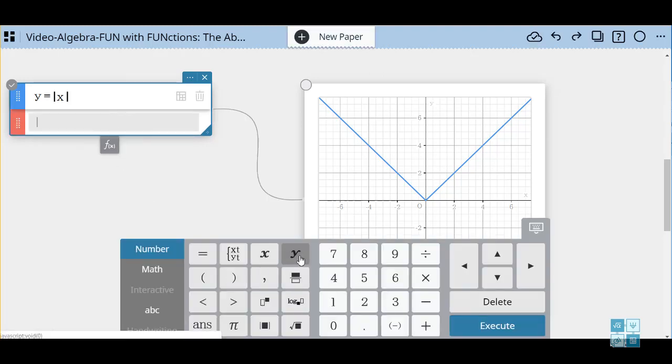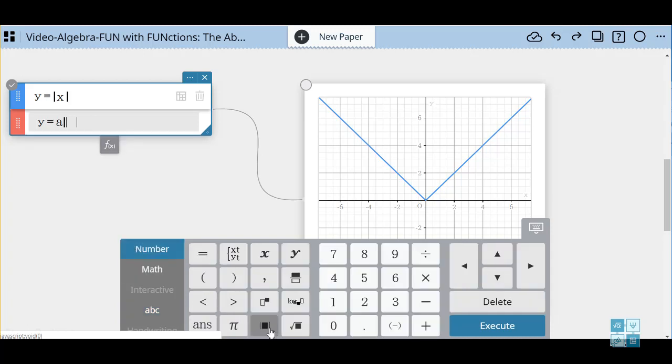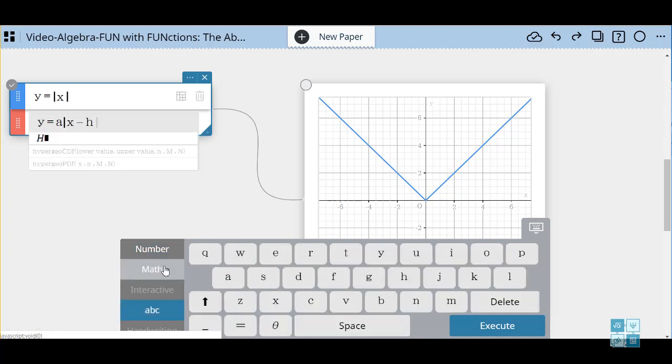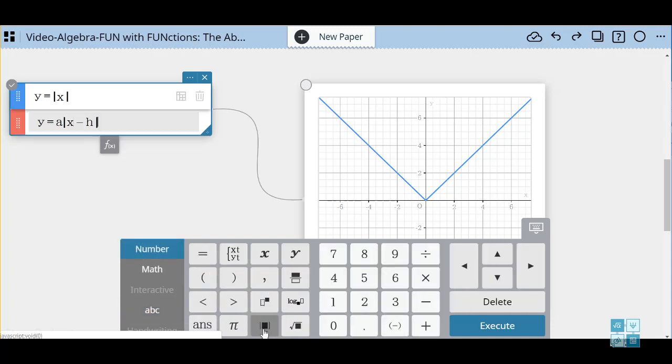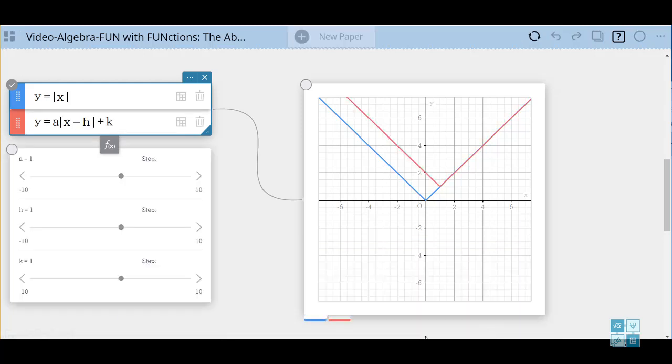Now we are going to enter the vertex form of an absolute value function, y equals a times the absolute value of x minus h, plus k. And it appears for us in red.